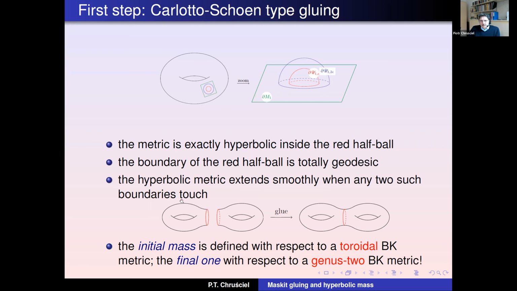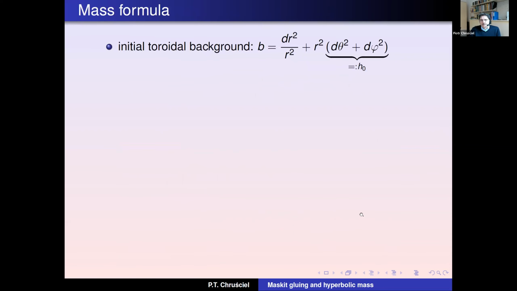Well, when you're defining the mass on each of these donuts, you're using a flat BK metric, Birmingham-Kotler metric, which has a flat boundary at infinity. So we call this the toroidal BK metric. Now, once you've done the gluing, of course, there's no flat metric in the conformal boundary anymore. So when you want to define the mass here, you need to use a metric which is negatively curved now, right? So you have a genus 2 boundary metric, which has constant scalar curvature equal to -2, where you started with 0. So the initial mass was defined with respect to one BK metric. The final one was defined with another one, right?